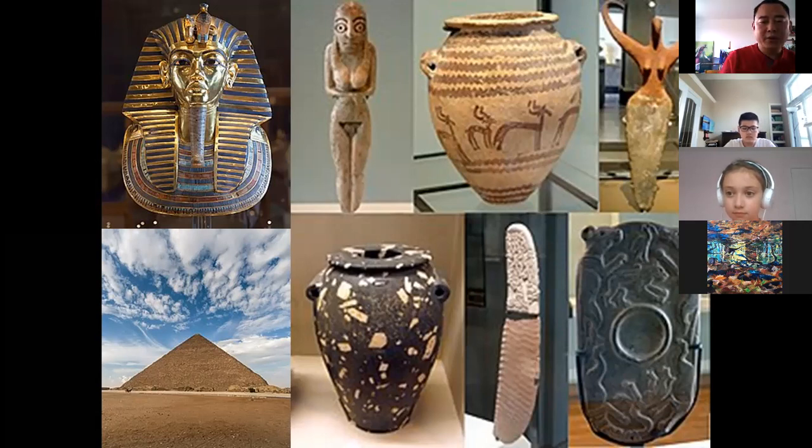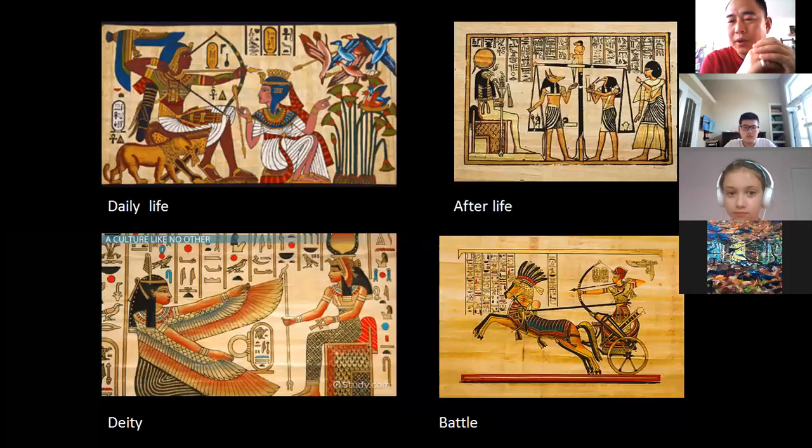But what we're going to learn is this one. We're going to focus on just the paintings, not the other forms of art. We're going to focus on paintings, on murals. In ancient Egyptian art, we normally see four different topics. First one, daily life. Second one, afterlife. The third one, deity. The fourth one, battle.